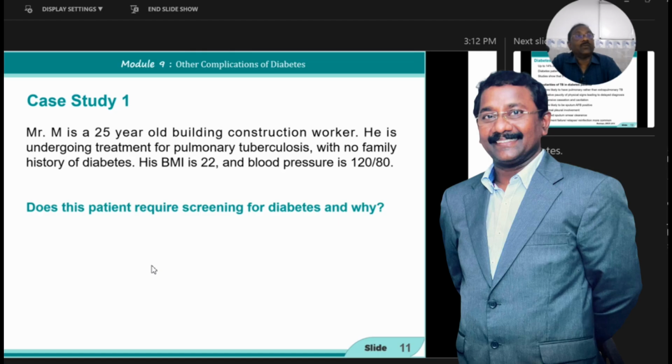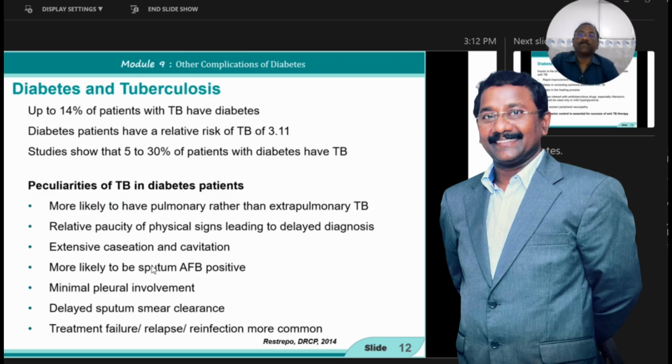And all diabetic individuals complaining of respiratory symptoms for more than 1 week, 10 days, or 15 days, with evening rise of temperature, some cough, some breathlessness, some sputum production, definitely you have to get an X-ray done or other investigations to rule out tuberculosis. So in all tuberculosis individuals, rule out diabetes. In all diabetic individuals with respiratory symptoms for more than one week, 15 days, or one month, rule out tuberculosis.